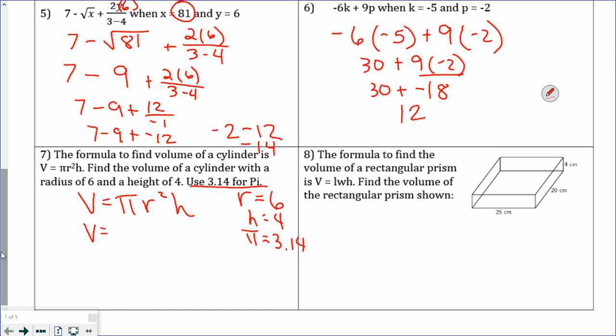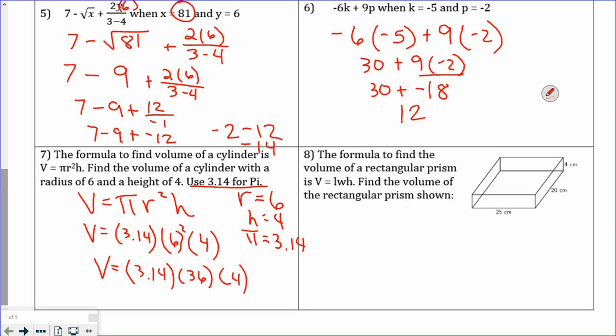We know that pi, we're substituting in 3.14. R is equal to 6, so we're plugging in 6 squared. And h is equal to 4. Before you enter all of this in your calculator, I would do your square. So 6 squared would be 36, just so you don't end up squaring the entire product.